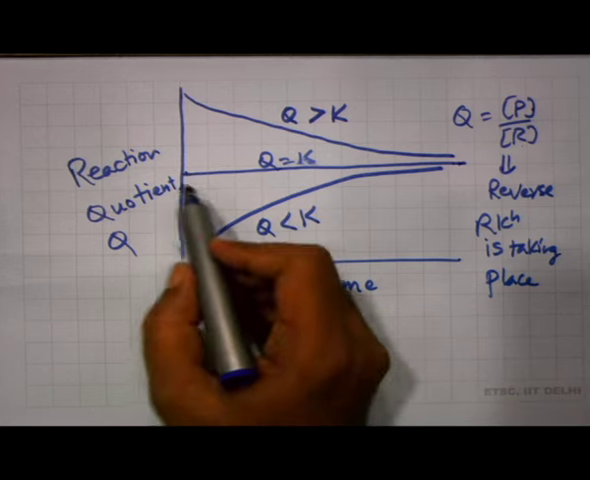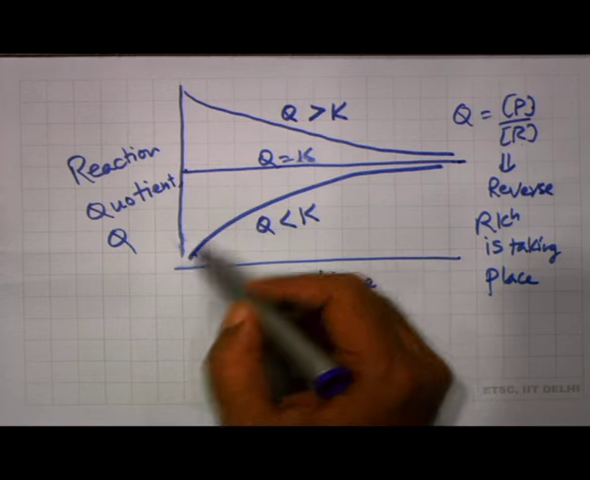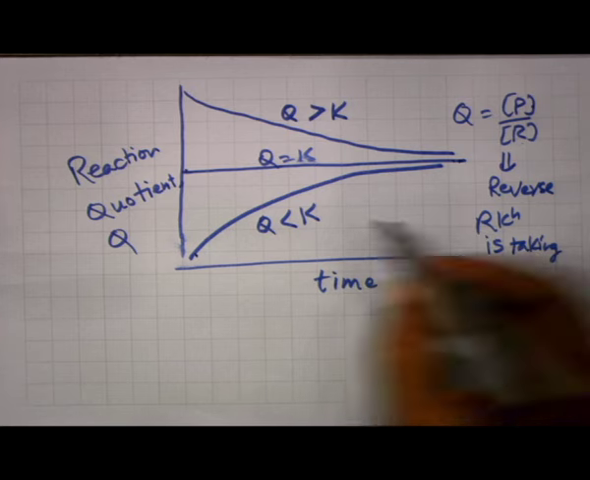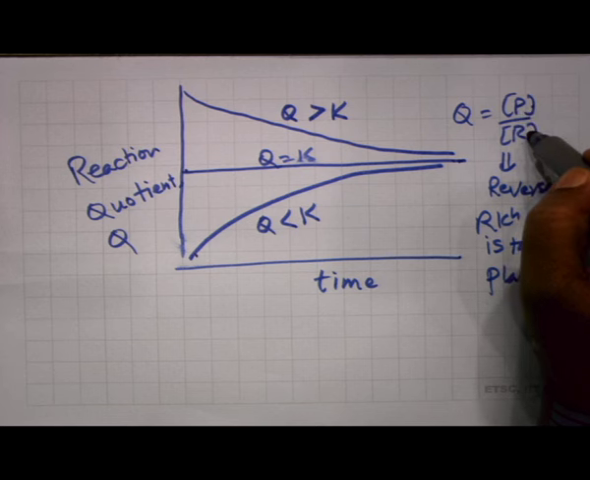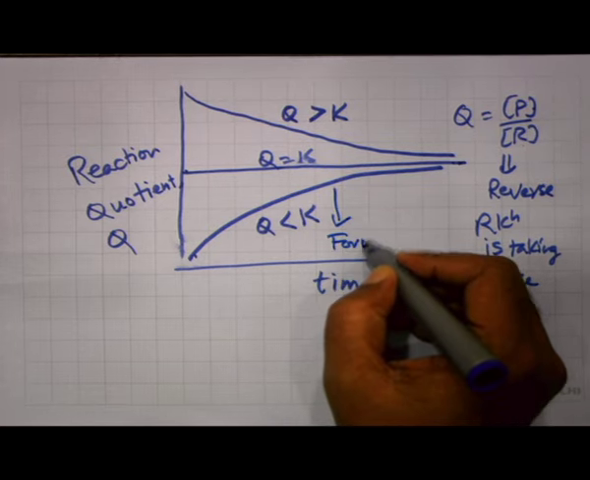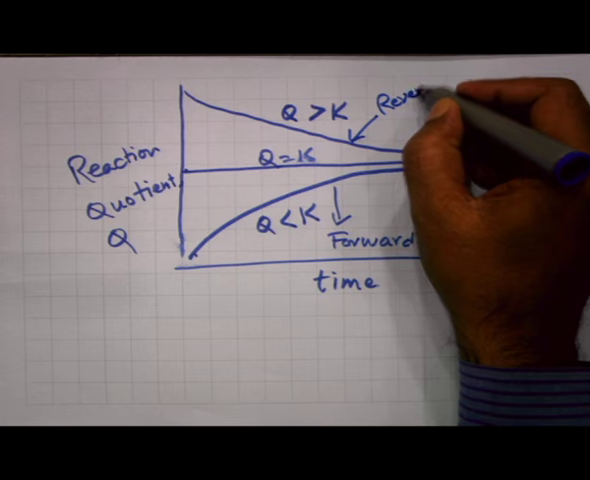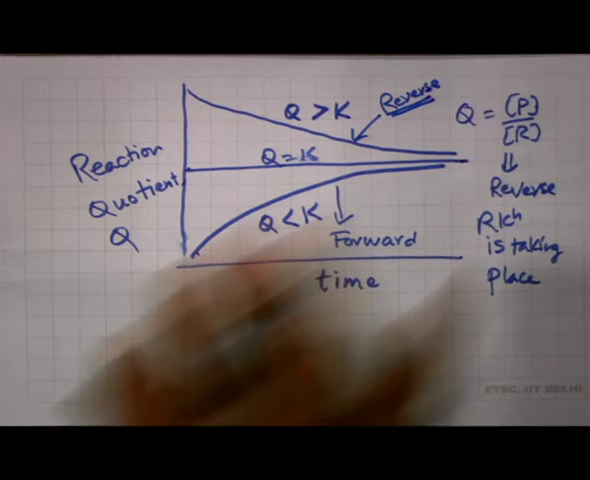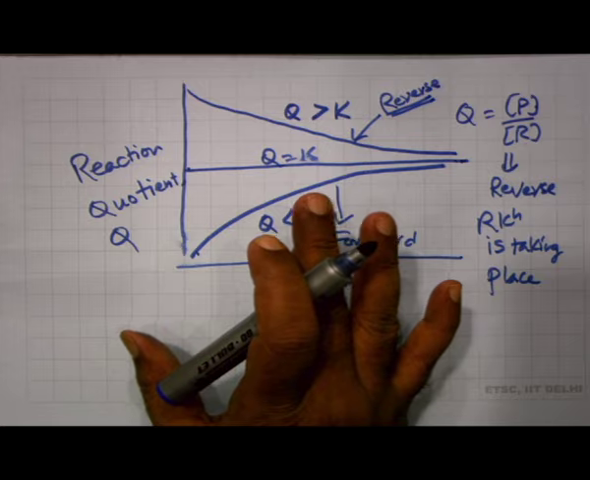Reverse reaction is taking place. While if Q is less than K, then Q increases with time. When will Q increase? When P increases and R decreases. And this means forward reaction. So, this is for forward and this is for reverse reaction. And this is being used to know whether a reaction will go in a forward direction or reverse direction.